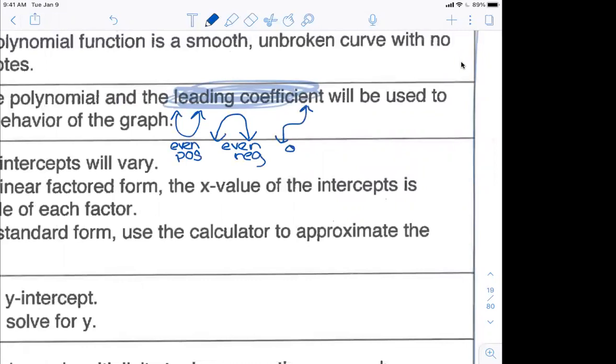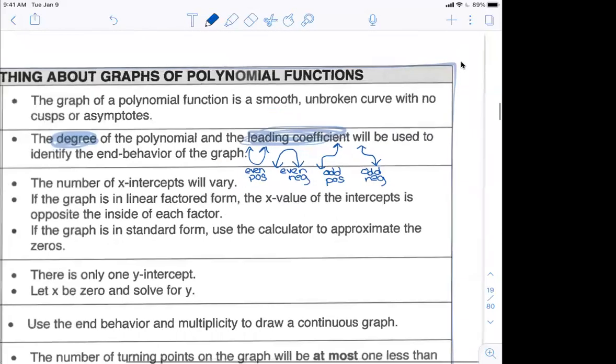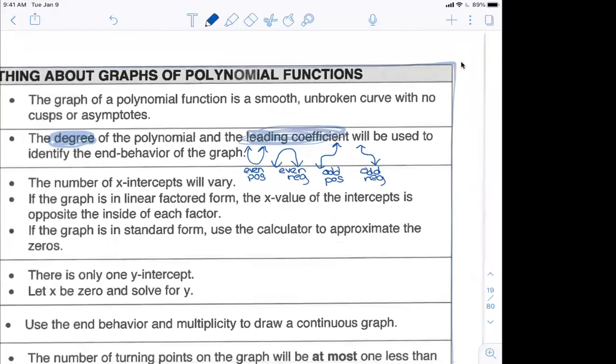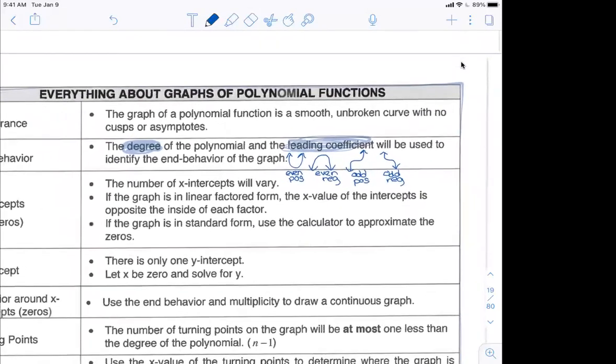So this would be for an odd degree, and this would be a positive leading coefficient, or it looks like this, which is an odd degree, but it has a negative leading coefficient. So again, it's the degree and the leading coefficient that's going to tell you the end behavior of the graph.